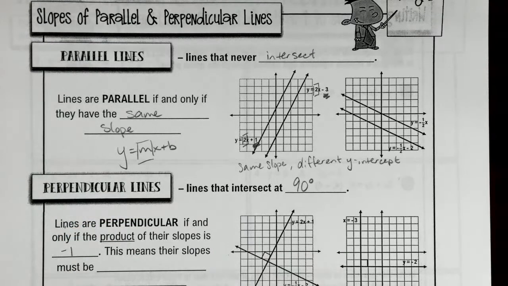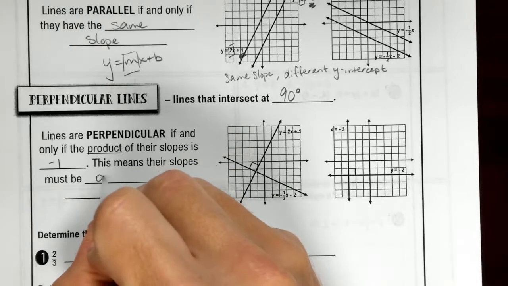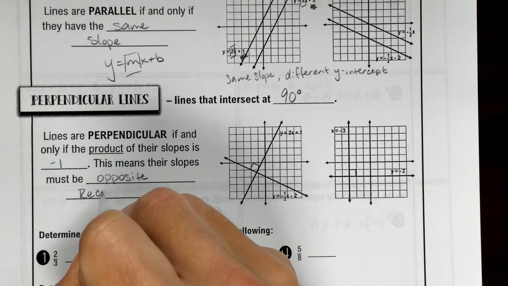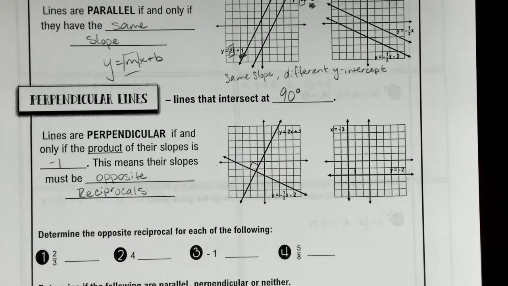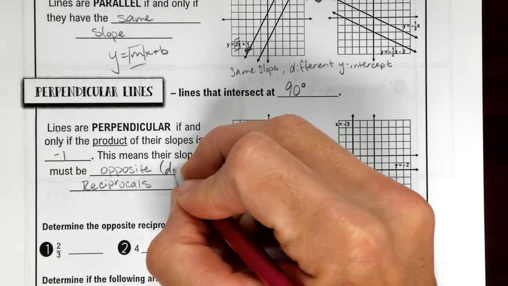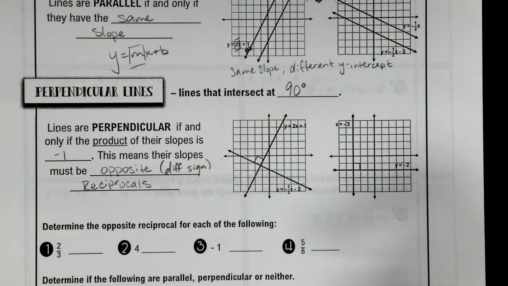Well, Coach Sapp, what does that mean? It means that their slopes must be opposite reciprocals. So perpendicular lines have opposite reciprocal slopes. What does that mean? Opposite means a different sign. So if it's positive, you're making it negative. If it's negative, you're changing it to positive.